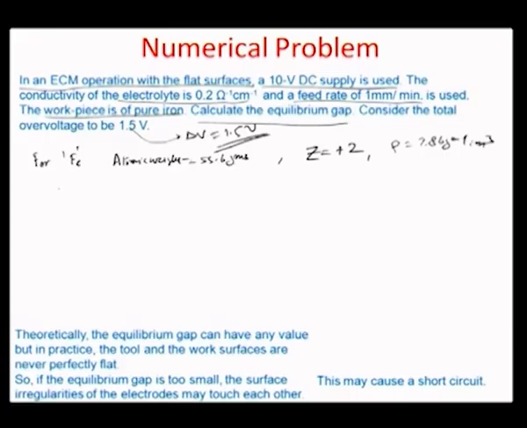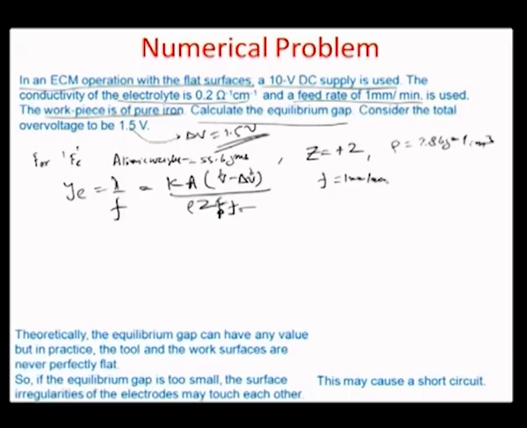And as we know that the equilibrium gap Y is given by lambda times the atomic weight of the particular species times V minus delta V, where V is the applied voltage and delta V is the over voltage, divided by rho Z F times the Faraday's constant, 96,500 coulomb, times the feed rate f. And we already know that the feed rate is given to be 1 mm per minute, meaning thereby it is 0.1 centimeter per 60 seconds. So, this is in centimeter per second, 0.1 centimeter per 60 seconds.